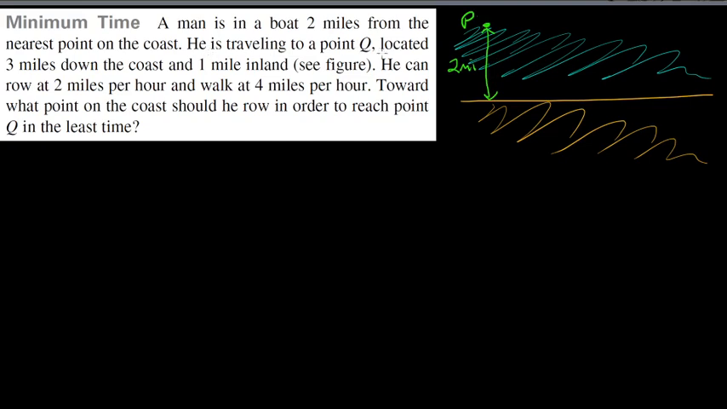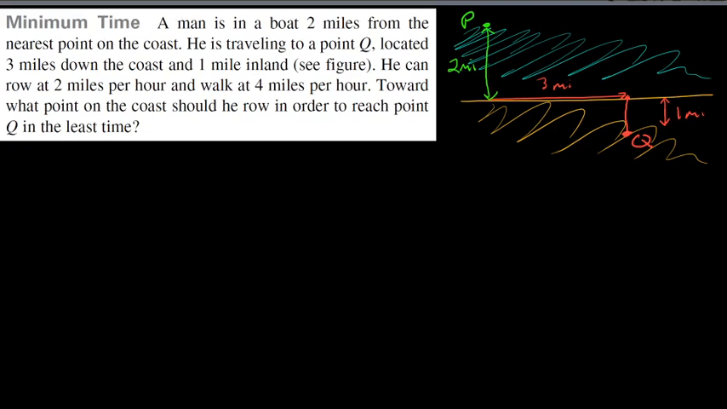But he's traveling to a point Q located 3 miles down the coast. So here we have to go 1, 2, 3 miles. This is 3 miles down the coast, right? And then 1 mile going inland, like this. Okay, so this is your point Q, 1 mile from shore, but on land, right? And 3 miles from the point directly south of point P. Okay, so that's the picture here, right?